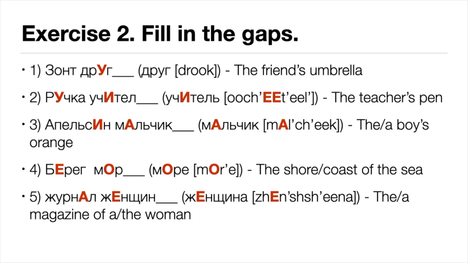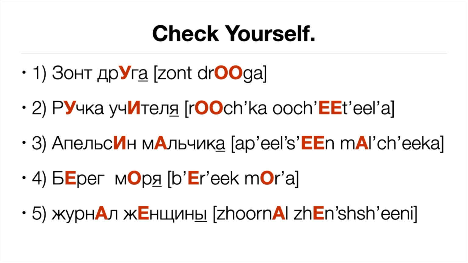Exercise 2. Pause the video and fill in the gaps. Check yourself. Number 1. Зонт друга. Number 2. Ручка учителя. Number 3. Апельсин мальчика. Number 4. Берег моря. Number 5. Журнал женщины.